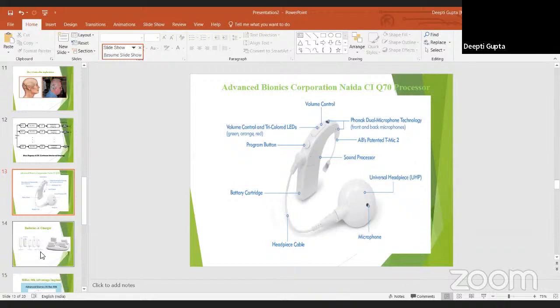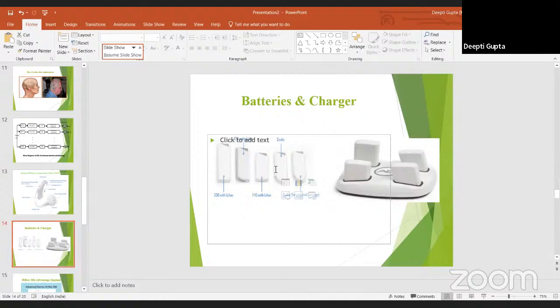So what is the battery? What kind of battery? I'll just show you. This is the kind of batteries, and this is the charger. How we can charge the batteries. Different sizes of batteries are available here.